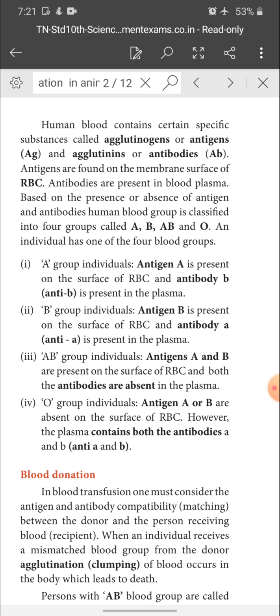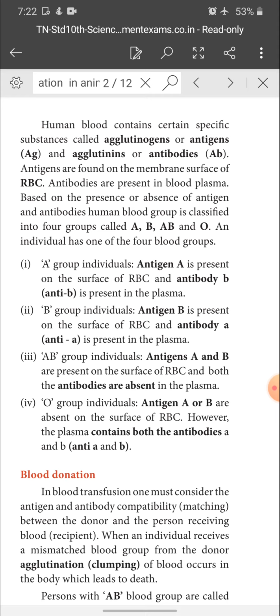So if a person has A blood group, A group individuals have antigen A present on the surface of RBCs, and antibody B is present in the plasma. Then if a person has B blood group, he has antigen B present on the surface of the RBCs and antibody A present in the plasma. Then what about AB blood group persons? They have both antigen A and B on the surface of the RBC, but there won't be any antibodies found in their plasma.